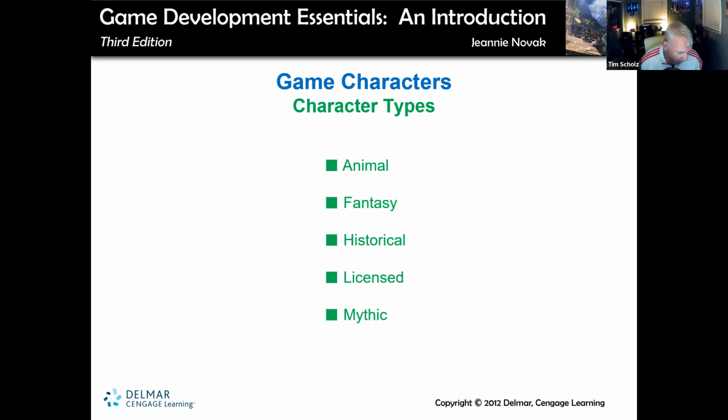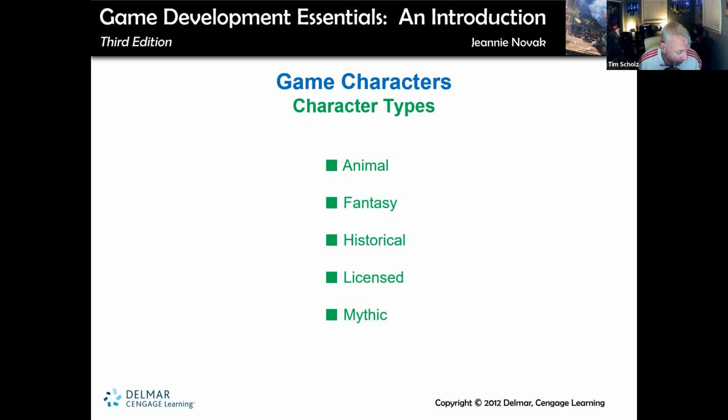Historical characters are characters based on distinct people in the real world. If you're playing a game, you can play as Ben Franklin, or play as William Wallace, or maybe as Emperor Nero or Alexander the Great. They are specific historical characters where the character is tied to an actual person who is living or lived.